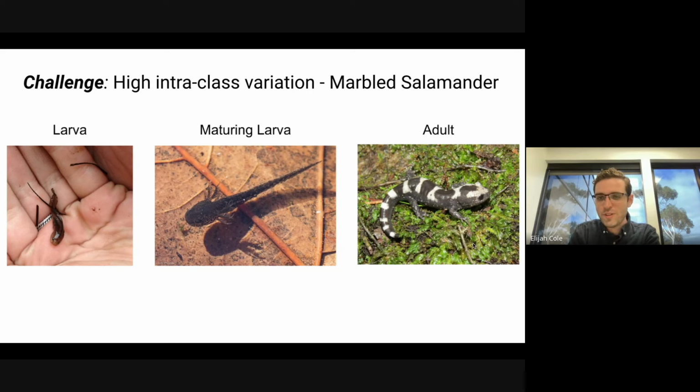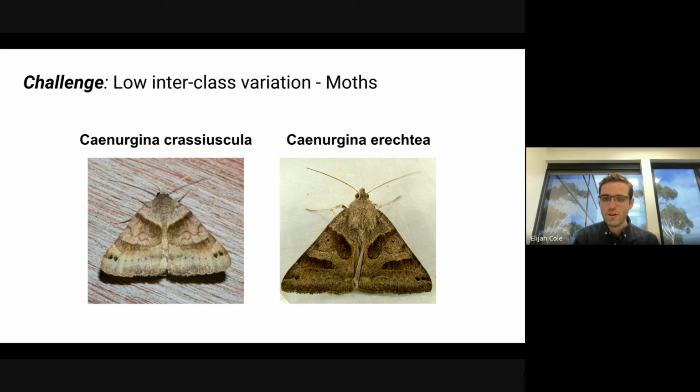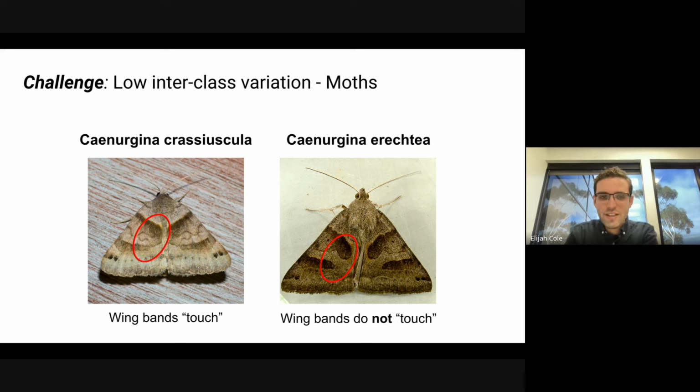We also have a very low interclass variation in many cases. For instance, between these 2 moth species, it can be pretty hard for a layperson to tell them apart. But it turns out that the key is whether the bands on the wings touch or whether they're separate. So it's very difficult to tell the difference unless you know what you're looking for.